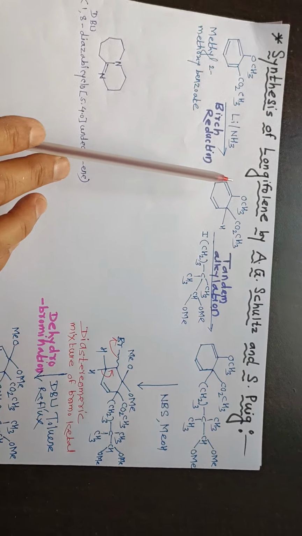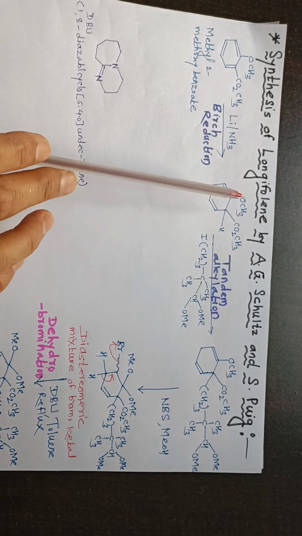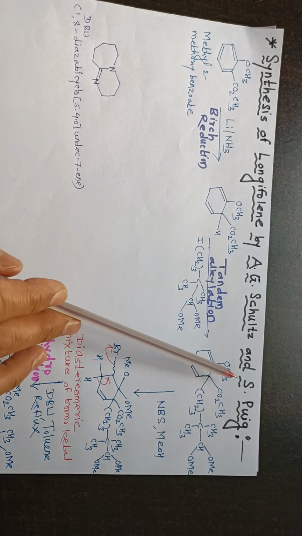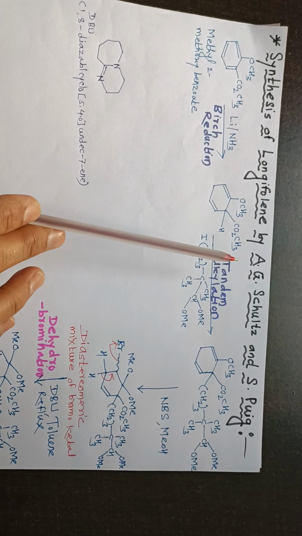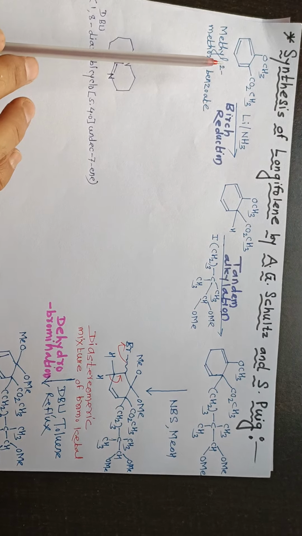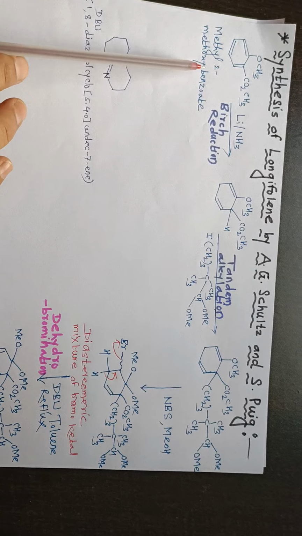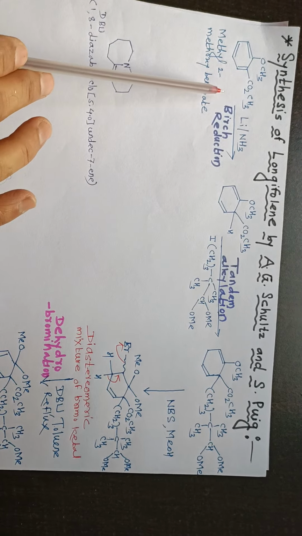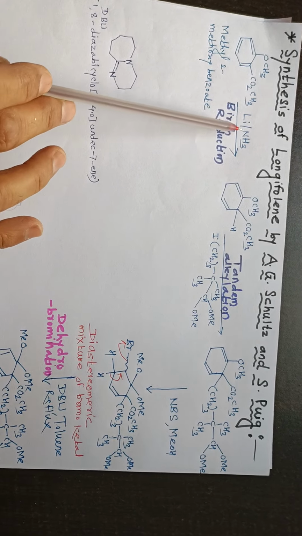In previous few videos, you have seen some synthesis of longifolene molecule by various routes. In this video, I will take the next synthesis of longifolene that was designed by A. G. Schultz and S. Puyuk. They published this synthesis in Journal of Organic Chemistry in 1985. The starting precursor used was methyl 2-methoxybenzoate.